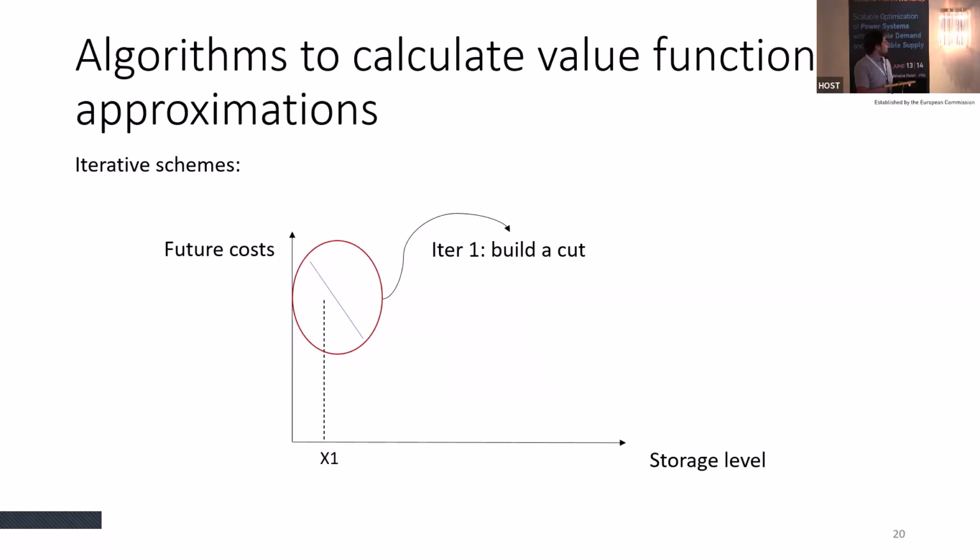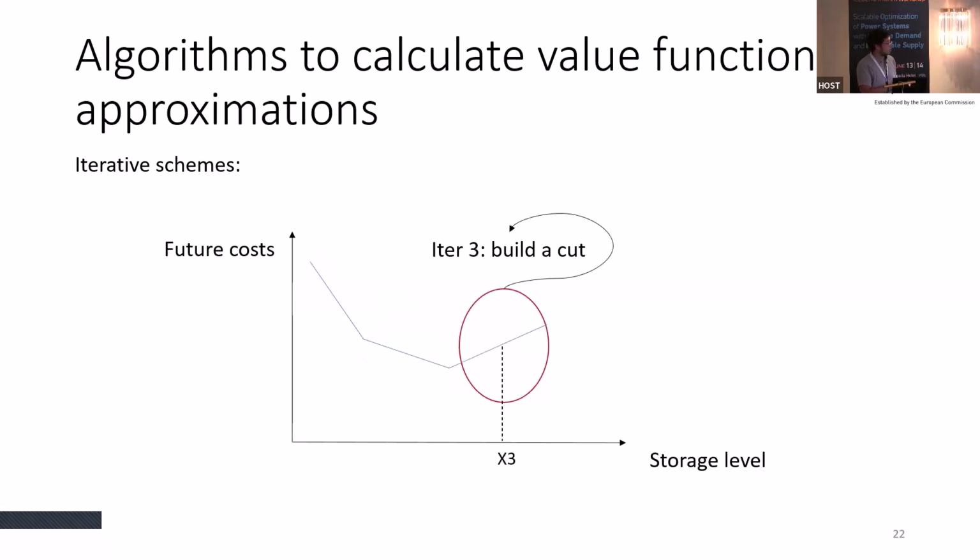The idea is that in each iteration of these algorithms, you are going to calculate a new cut for the value function. In the first iteration, you are at this storage level, and you calculate a cut for the value function around that storage level. Then in the second iteration, you arrive at a new storage level, and you calculate a cut around that storage level. In another iteration, you arrive at a new storage level, and you calculate a cut around it. And you continue in this manner throughout iterations.